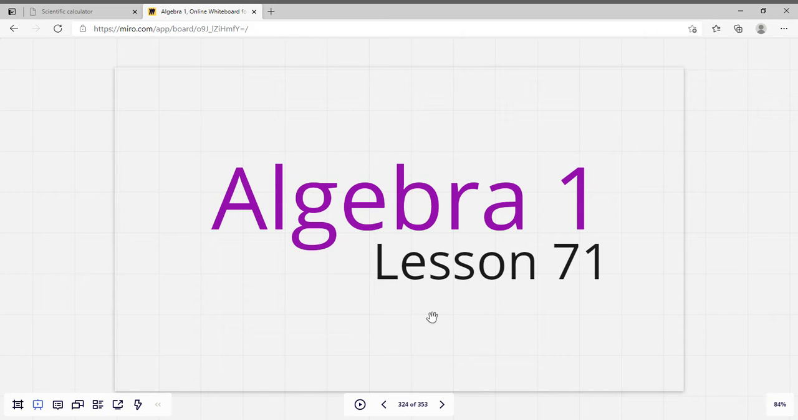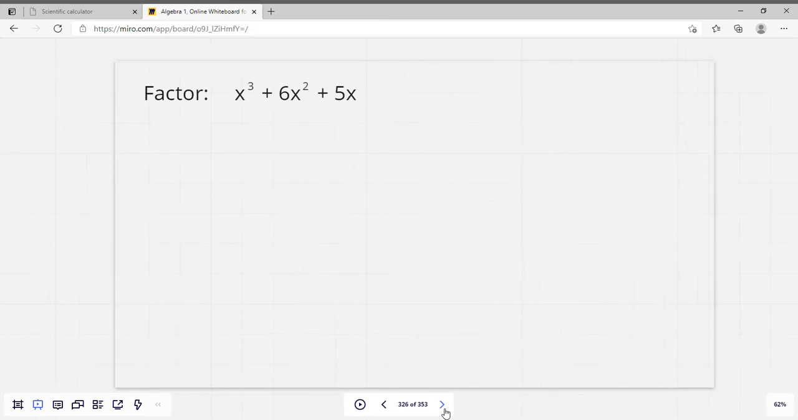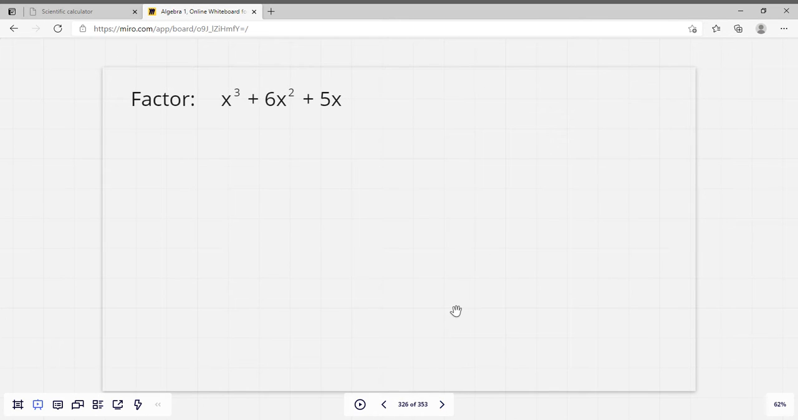Hi everybody, this is Algebra 1, Lesson 71, and this lesson covers trinomials with common factors and subscripted variables. Alright, so first we're asked to factor this problem.